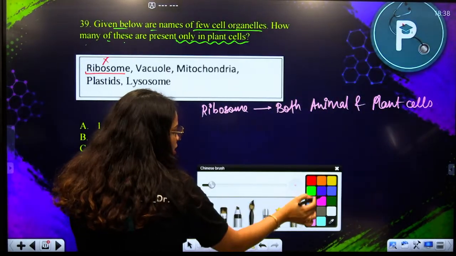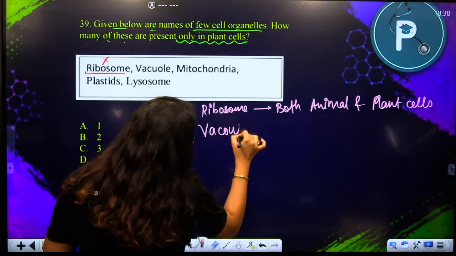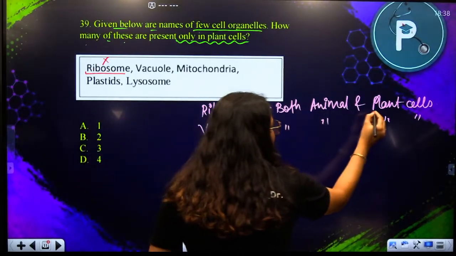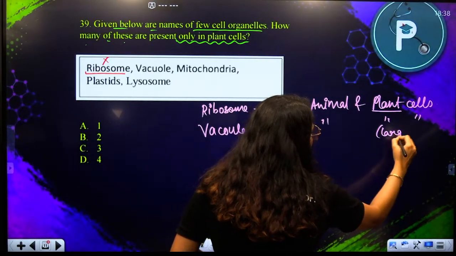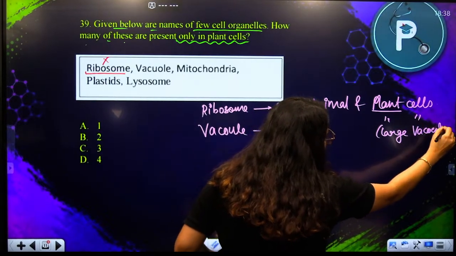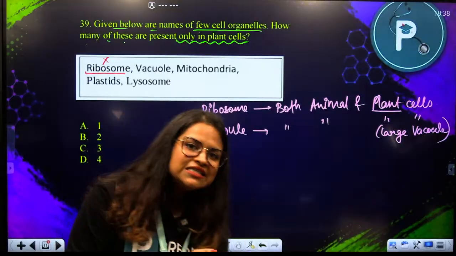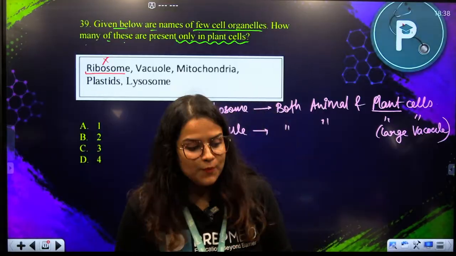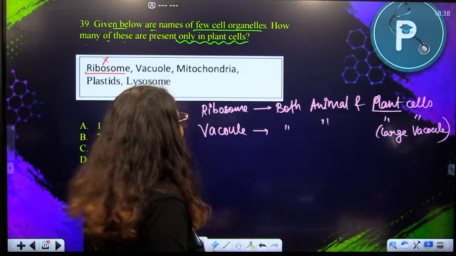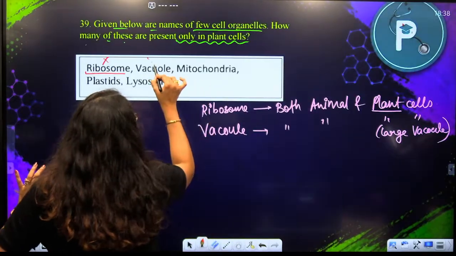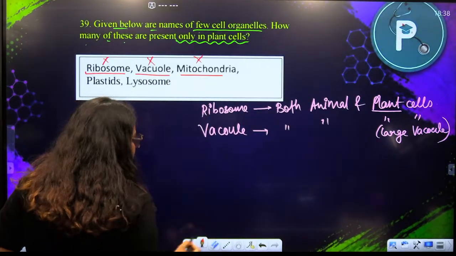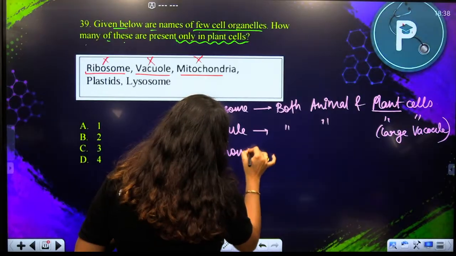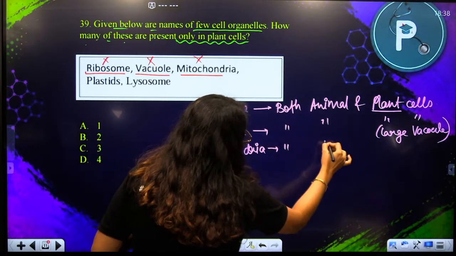Let's see now, vacuole. Is vacuole present only in plant cells? No. It is present in both animal and plant cells, but plant cells have a large vacuole inside the cell. Animal cells do not have such large vacuoles. Certain animal cells have smaller vacuoles, such as the adipocyte, the fat storing cells. Then mitochondria are also present in both animal and plant cells.